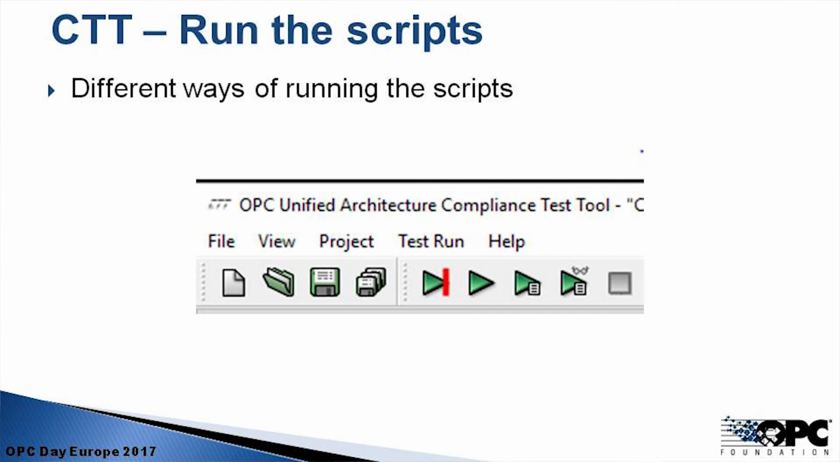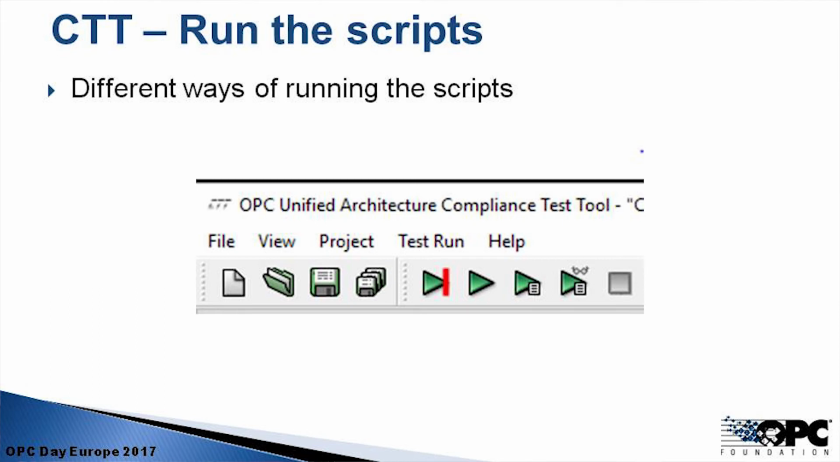First one is with the red bar. That one runs all checked CTT scripts until the first failure, and then stops. Next one is running all available or all checked CTT scripts, and in case there's a failure, it's just going to report that, but keeps on going.